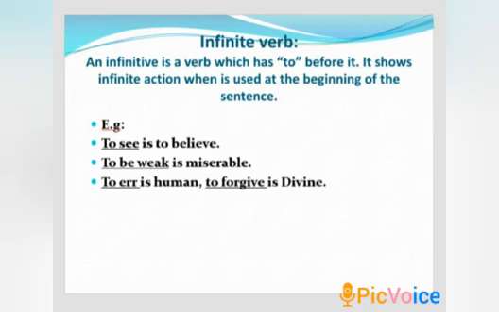Now look at these examples. To see is to believe. To be weak is miserable. To err is human. To forgive is divine. Now you have seen that in these examples we have used to before the verb. That's why we call them infinitive verbs.